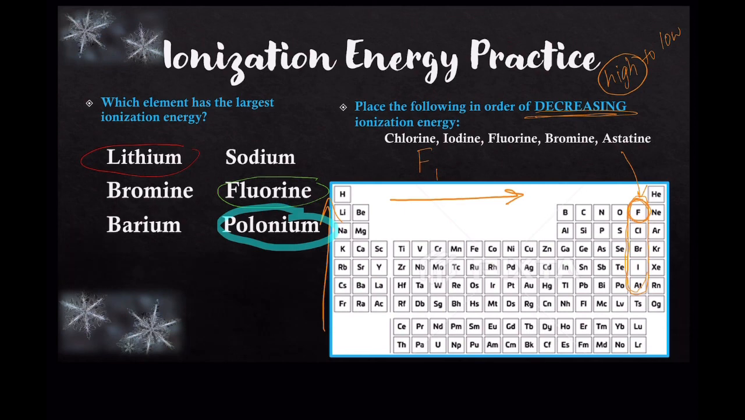On the extreme opposite end, astatine would have the lowest ionization energy because its valence electrons are the farthest away from the nucleus. So if we rank our elements on this list, fluorine would be the highest in ionization energy, followed by what's right underneath it, chlorine. So fluorine, then chlorine. Then underneath chlorine, we have bromine, and then we have iodine, and then finally astatine.